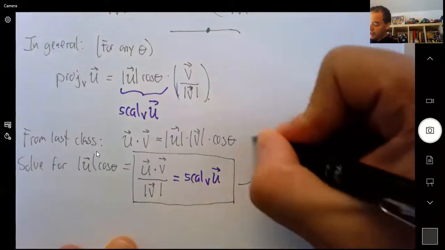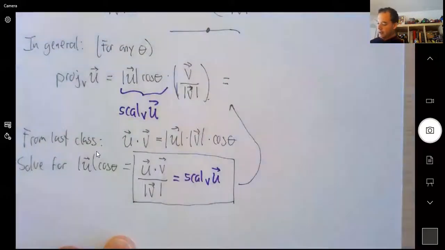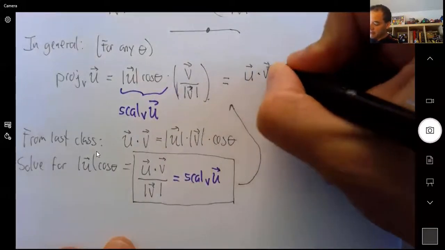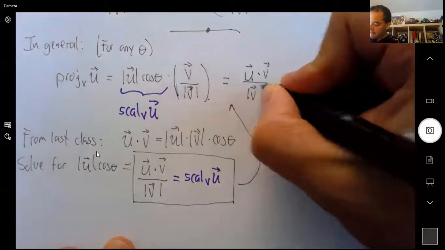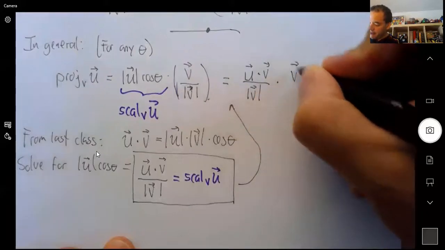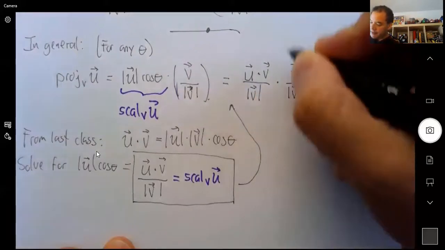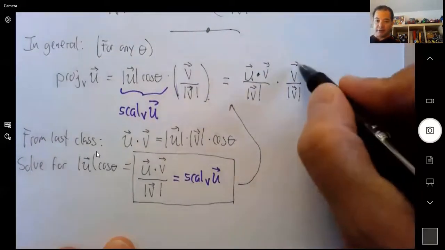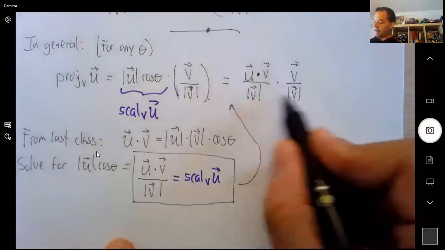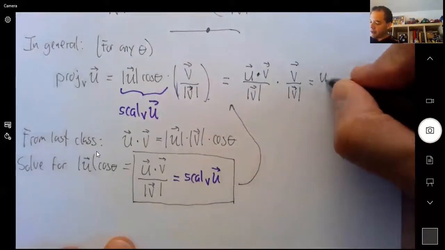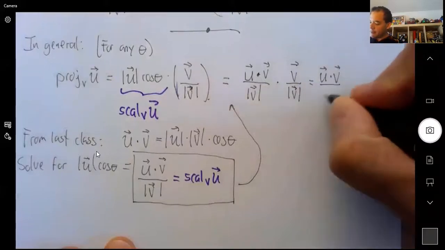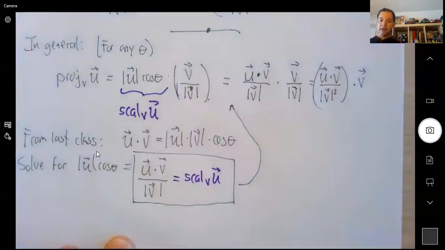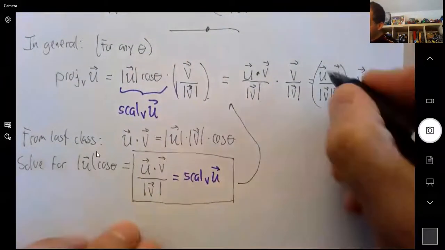And then if we put that in here, what do we get? Well, we get U dot V divided by magnitude of V times V over magnitude of V, right? Now, remember, this is a number, that's a number, that's a number, that's a vector, right? So we can combine these two together, and it looks like U dot V over magnitude of V squared times V.